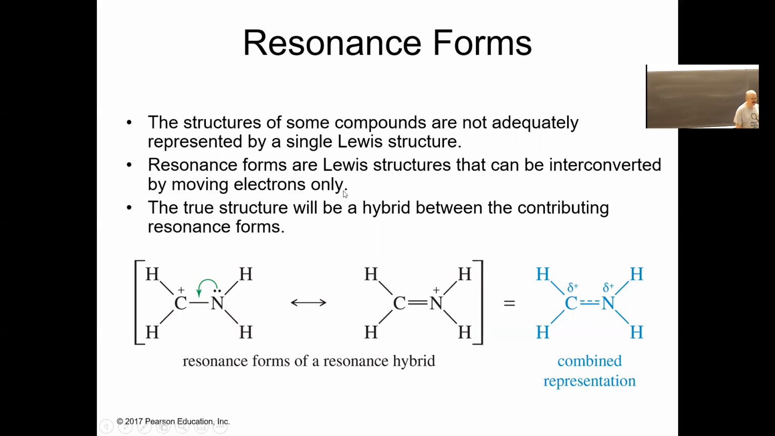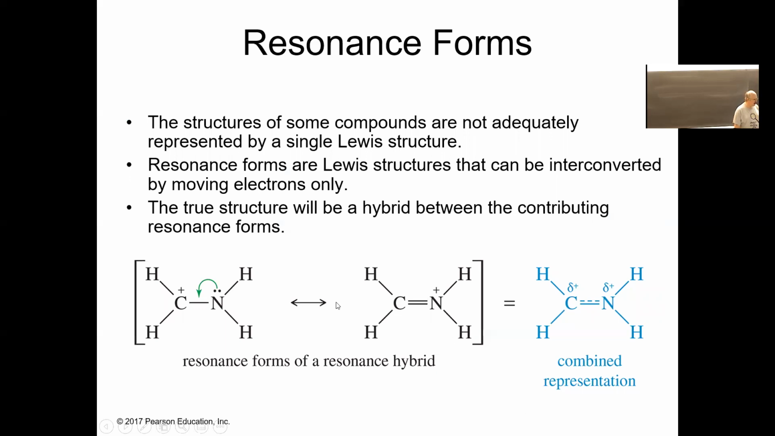Okay, so there are some species, some molecules or ions that are not adequately represented by a single Lewis structure. This is one example. We can push a pair of electrons from the nitrogen to the carbon. That makes this a double bond, and that gives nitrogen a plus charge. We can't gain or lose any electrons.